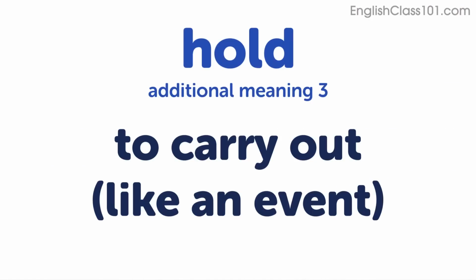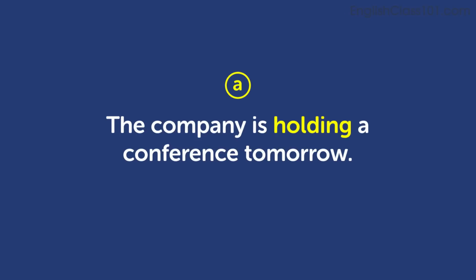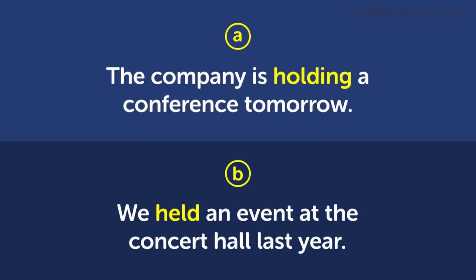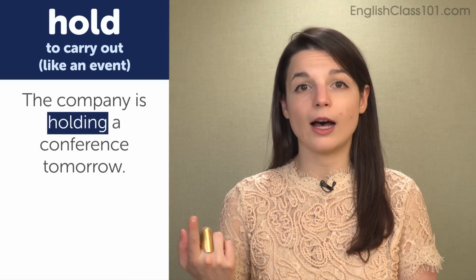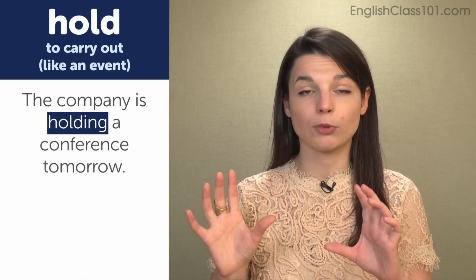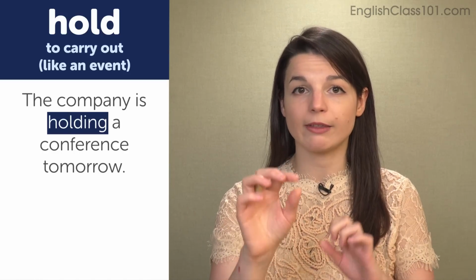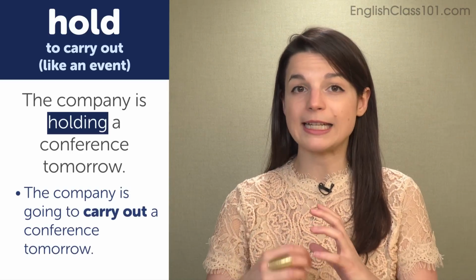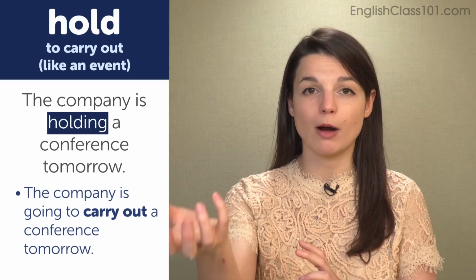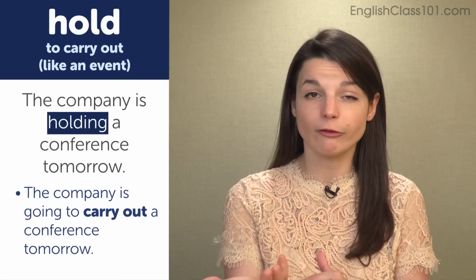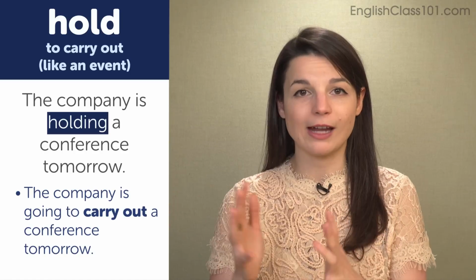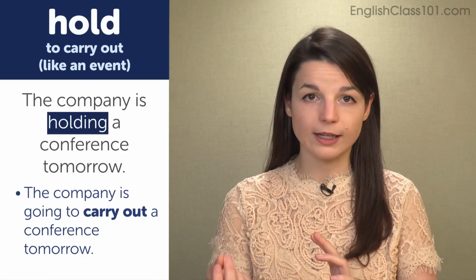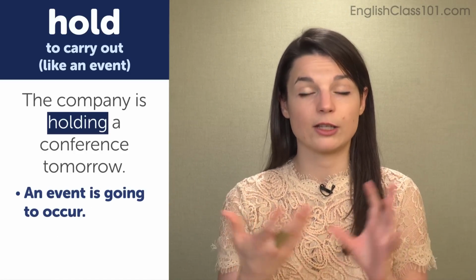The next meaning is to carry out an event. So examples of this: the company is holding a conference tomorrow. We held an event at the concert hall last year. Okay, in the first example sentence, we see the company is holding a conference tomorrow. So holding in the progressive tense refers to a future plan. In other words, the company is going to carry out a conference tomorrow. But instead of saying going to carry out, we can say the company is holding a conference tomorrow. So meaning an event is going to occur.